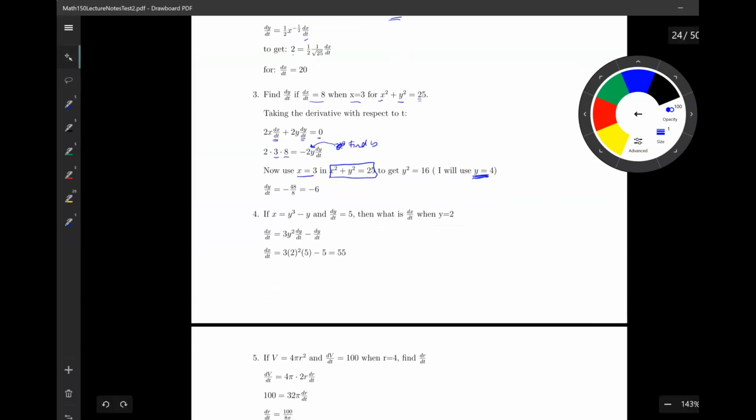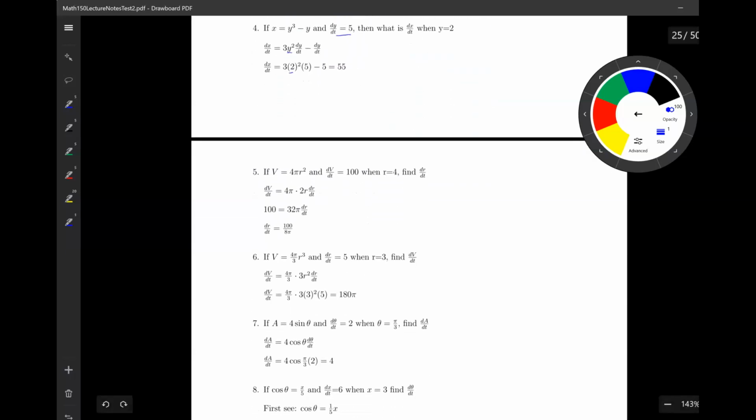All right, here we go. So x equals y cubed minus y. Find dx over dt when y is 2 and dy over dt is 5. So take the derivative, 3y squared dy over dt minus dy over dt, and then plug in the information: 2 for y, dy over dt is 5, and 5, and there we are.